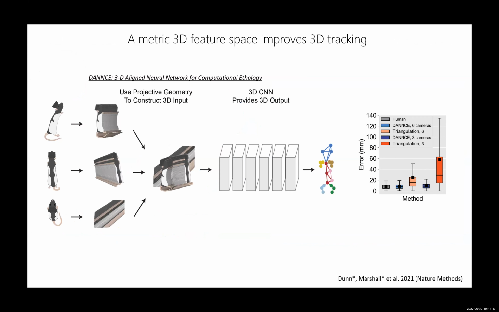Okay, so we have these two data sets, and as Amir showed, when we tried naive triangulation of 2D points, it was a little bit noisy. We used a different approach to solve this, where we developed a network we called DANCE, the 3-dimensional aligned neural network for computational ecology. I'm not going to go into too many details. The idea is that you create a volumetric representation of each of the images, and then you can use that as input to a 3-dimensional convolutional neural network, and then train with the ground truth 3D data that we have from these data sets. And it does better than just naive triangulation of independent 2D detections, which are shown there on the right.